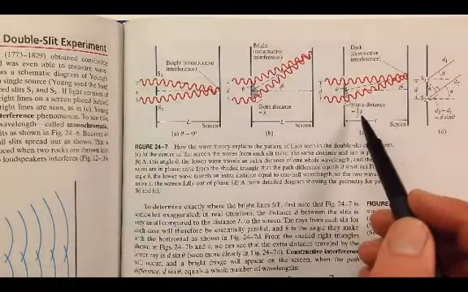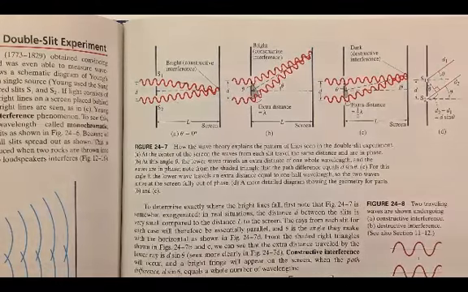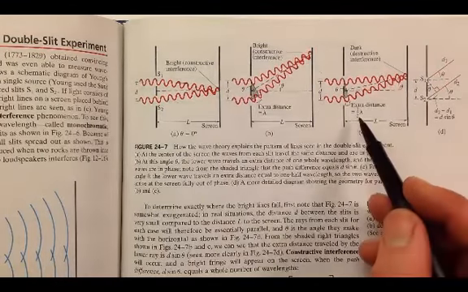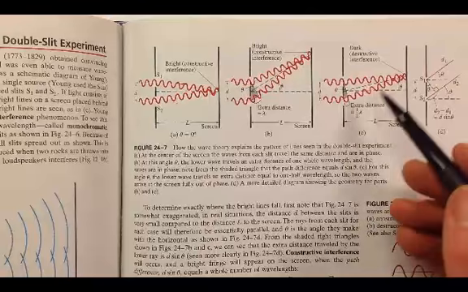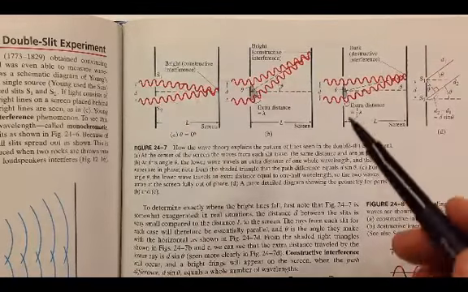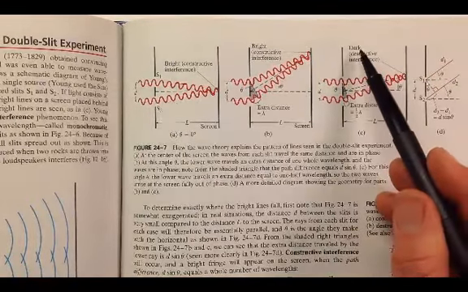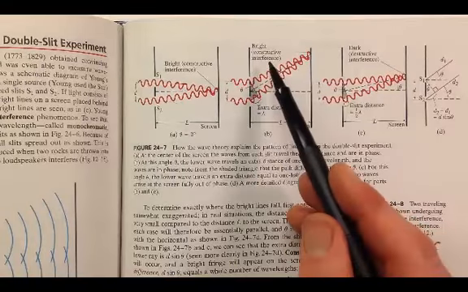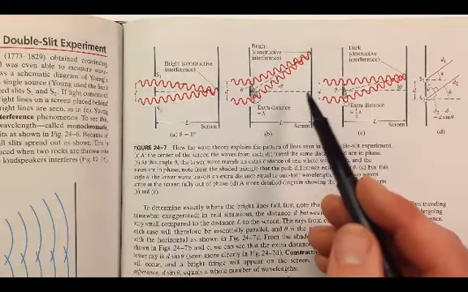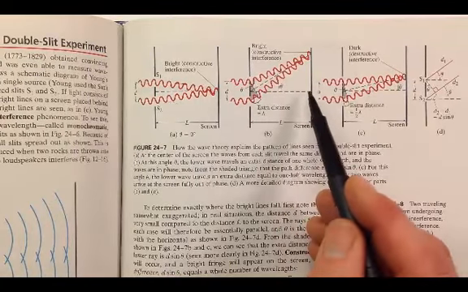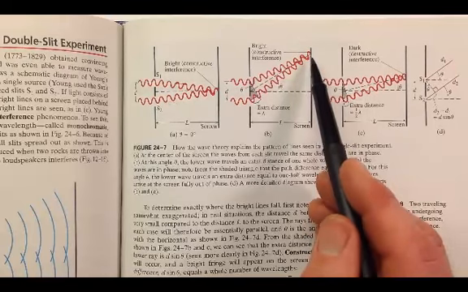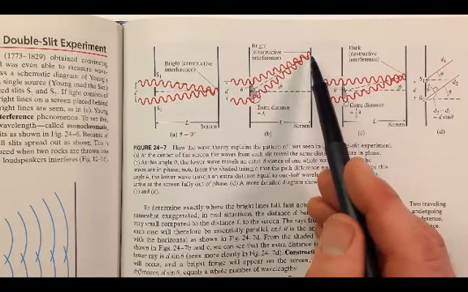So when the path difference is half a wavelength, or 1.5, or 2.5, you get destructive interference. And with light, destructive interference is dark, and constructive interference is bright. So here I have a central bright spot, and then I'll have another bright spot over here.